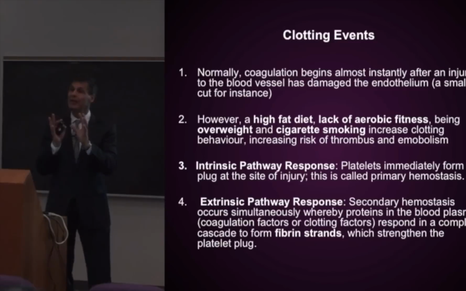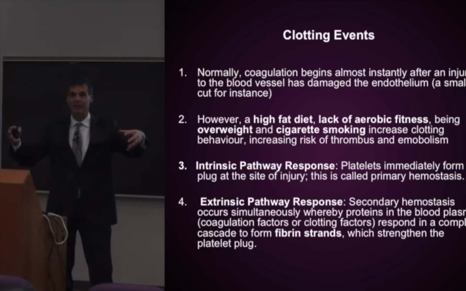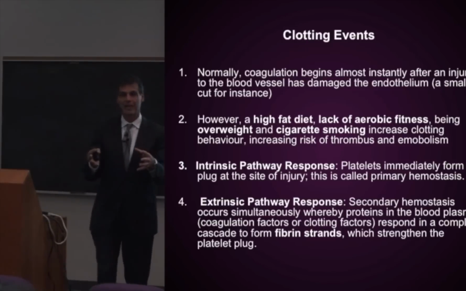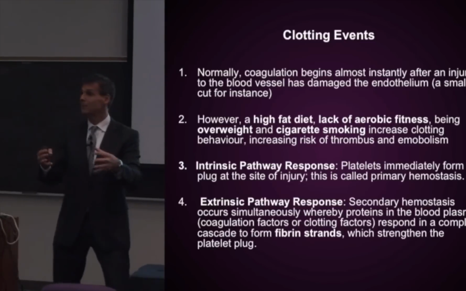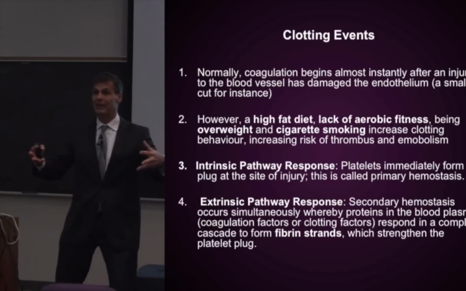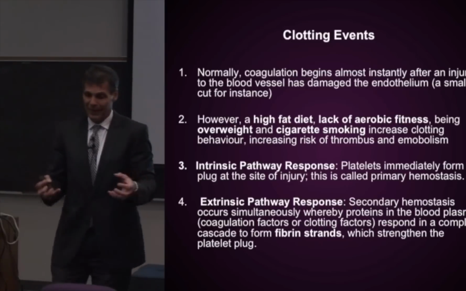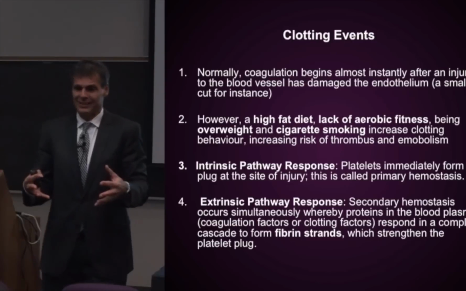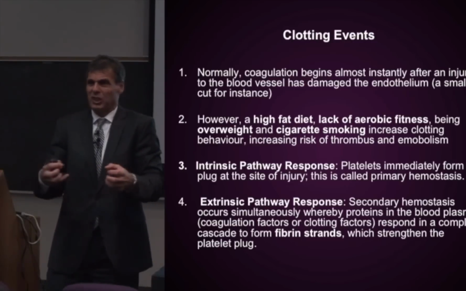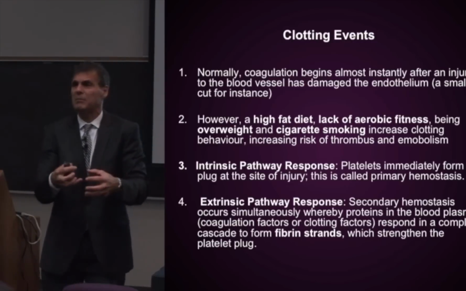However, if you eat a really high animal fat diet, or you're not doing aerobic exercise, or you have a lot of body fat, or you smoke cigarettes, you increase the clotting behavior of your platelets, and there's a greater chance you're going to form a thrombus and an embolism just because of faulty lifestyle behaviors. That's why so many people today are on coumarin or warfarin. The platelet adhesive index is terrible. Their platelets clump together, they've got blood all clumped together.